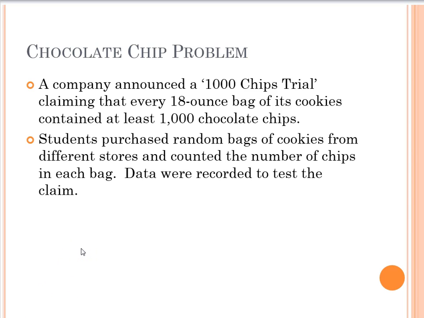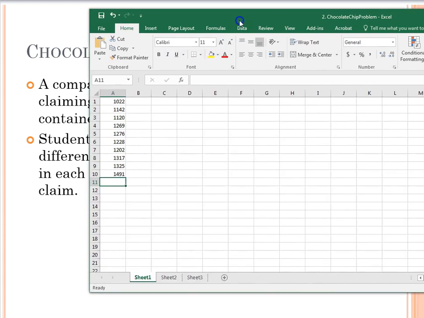In this problem, we have bags of chocolate chips, and the claim of this company was that there were at least 1,000 chocolate chips in every single bag. So we want to examine this claim, and so we had students go out and purchase random bags of cookies from different stores. We cleaned the cookies and separated out the chocolate chips and counted the number of chocolate chips in each bag.